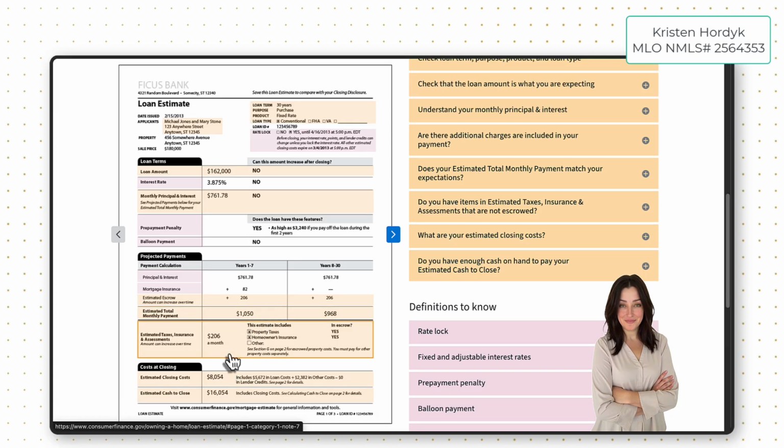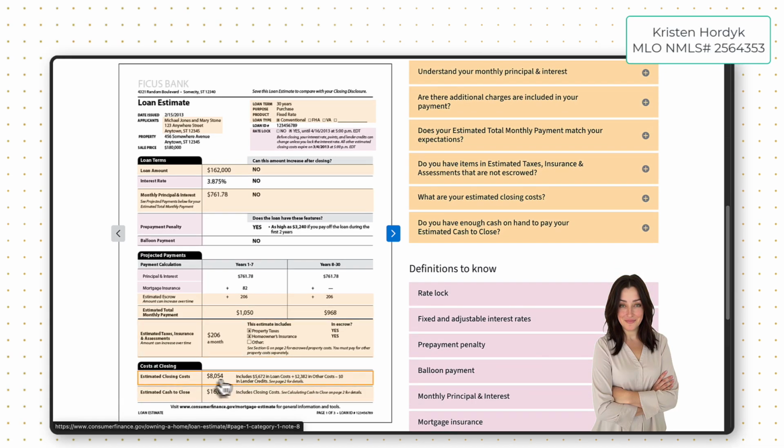Estimated closing costs and cash to close. This is another very important number. Closing costs are not final numbers. This is an estimate early on in the process. Cash to close is the amount due at closing, and it already includes credits for your earnest money deposit. It is not on top of what you've already paid.